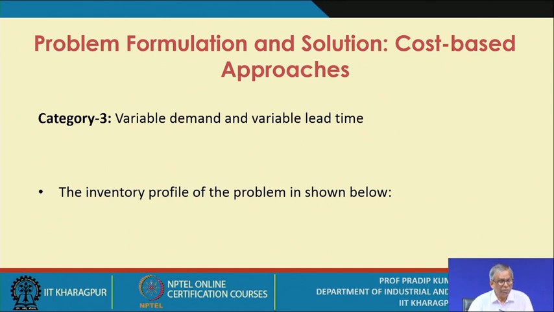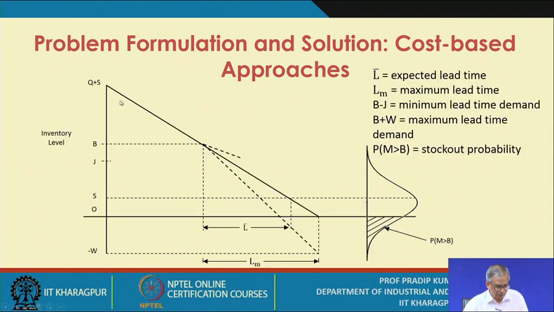Now in the category 3 problem, we assume that both the demand as well as the lead time are variable. That means they must be represented by a probability distribution. So let us first refer to the inventory profile of this particular problem, variable demand and variable lead time.